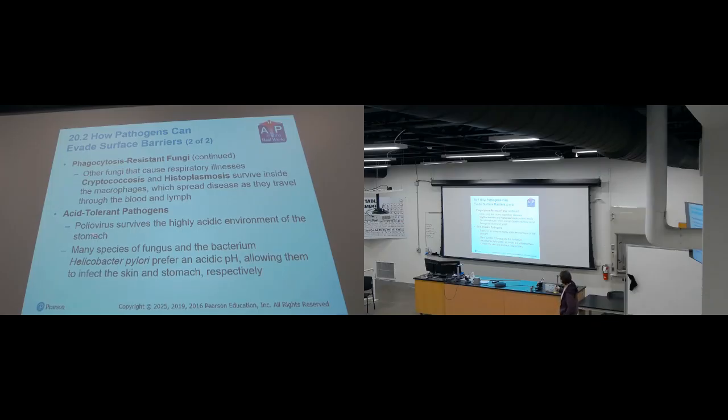So then we have acid-tolerant pathogens, like for instance poliovirus, that when it goes into the digestive system, can prevent destruction by the acidity of the stomach and then infect our nervous system. This is one of the diseases preventable through vaccination. We have a polio vaccine available.